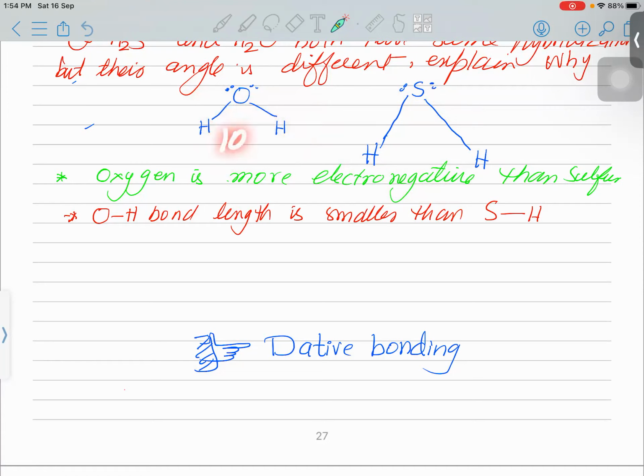More repulsion gives the angle 104.5. Sulfur is less electronegative, so the bond length is very great compared to OH. So they have long bond length and less bond pair repulsion. So if the H2O angle is 104.5, then the H2S angle is less than 104.5. It's about 92.5 degrees.